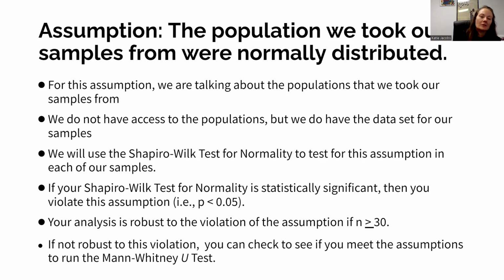If not robust to the violation, so say we have a smaller sample size than 30, you can check also to see if you can run a Mann-Whitney U test. It has a few assumptions. It is the non-parametric equivalent of this test, but it's not the end all be all if you don't meet this and it's not robust. You can find a different analysis to see if you can run it.